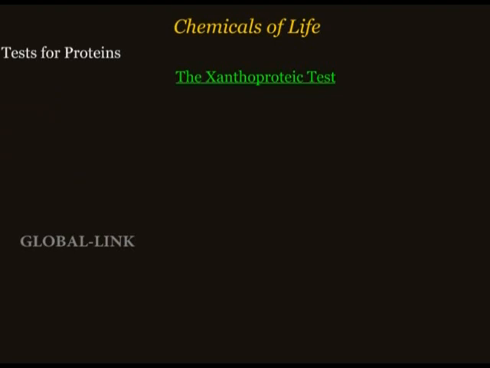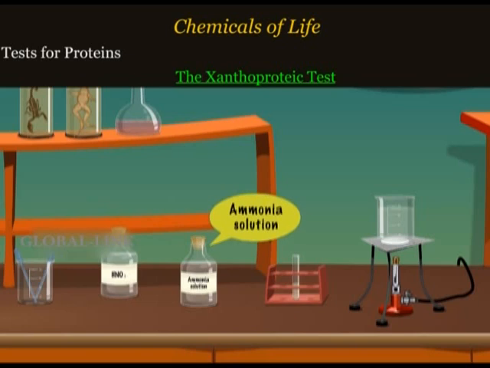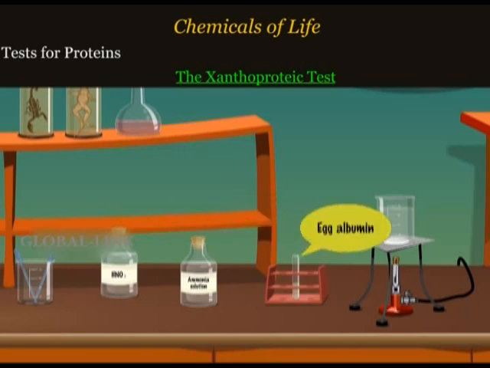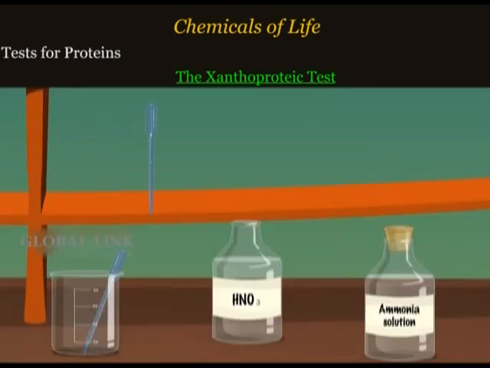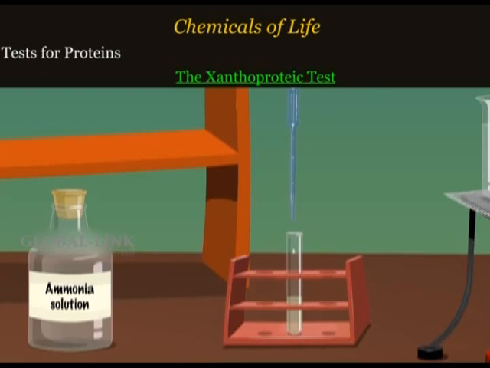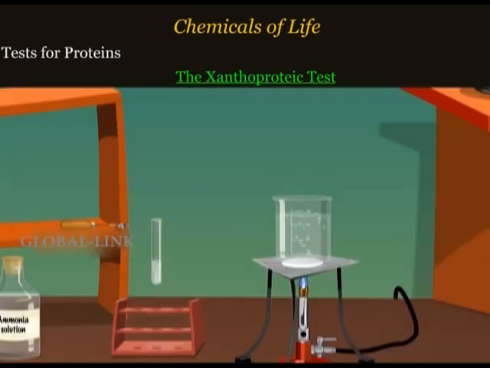Another test is called the xanthoproteic test. Here, we will use concentrated nitric acid and ammonia solution, and we shall test for the same egg albumin. We also need a Bunsen burner. We take some 2 ml of the nitric acid and add to the egg albumin sample. Then we boil the sample in a water bath for 2 minutes.